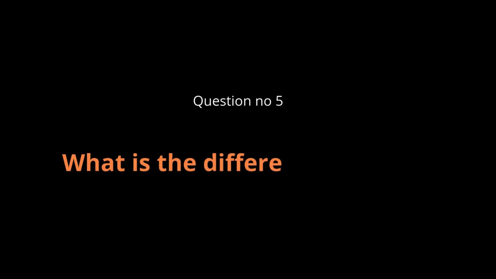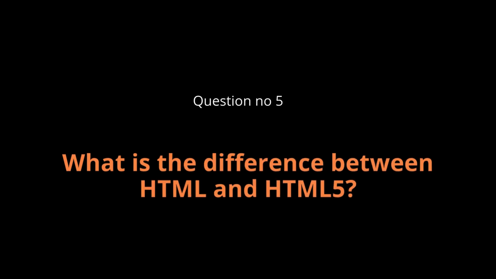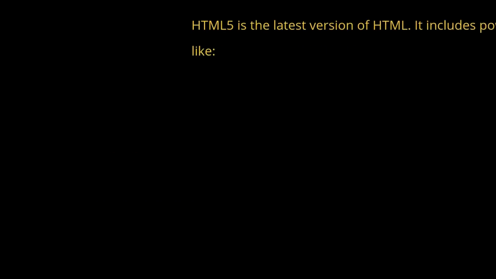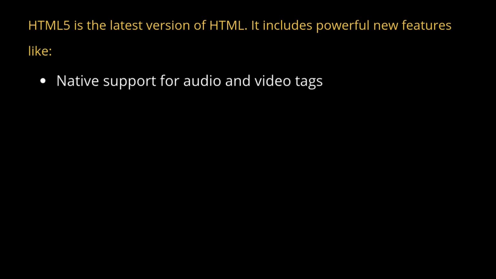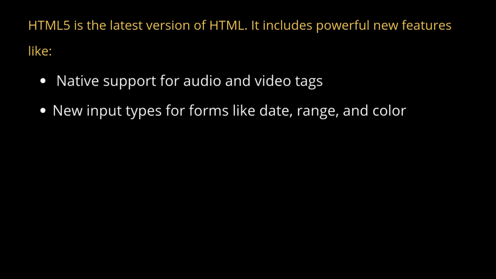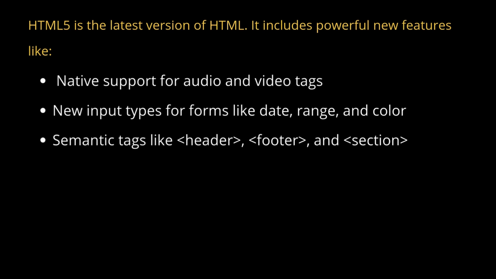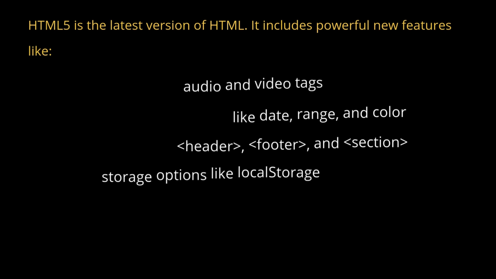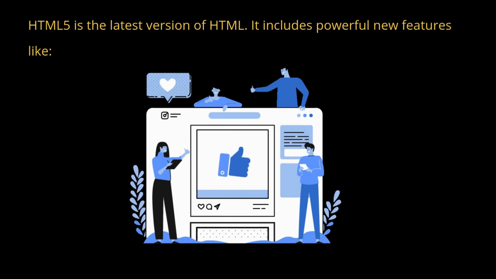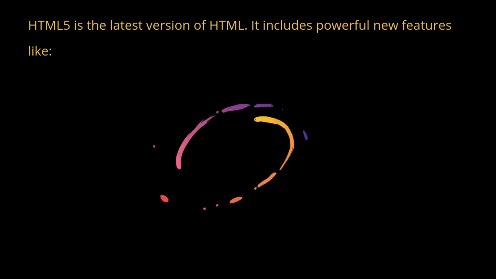Last question of the day is, what is the difference between HTML and HTML5? HTML5 is the latest version of HTML. It includes powerful new features like native support for audio and video tags, new input types for forms like date, range, and color, semantic tags like header, footer, and section, offline storage options like local storage. HTML5 also improves mobile compatibility and replaces outdated tags like font with cleaner alternatives.